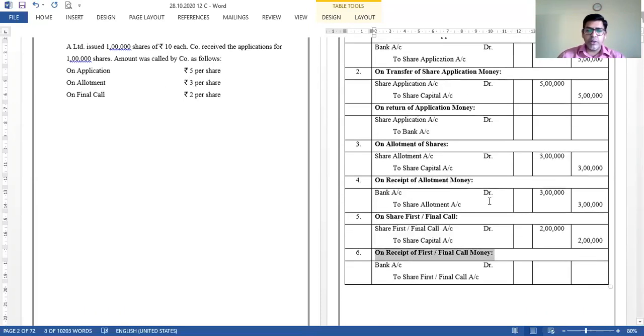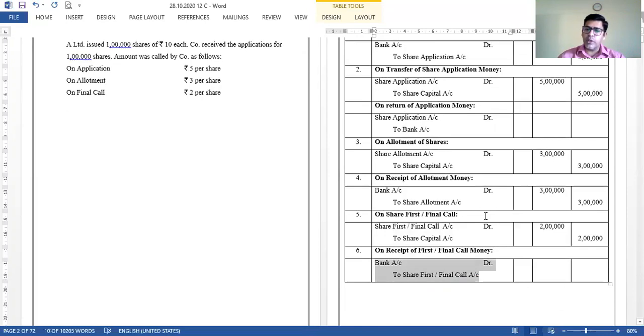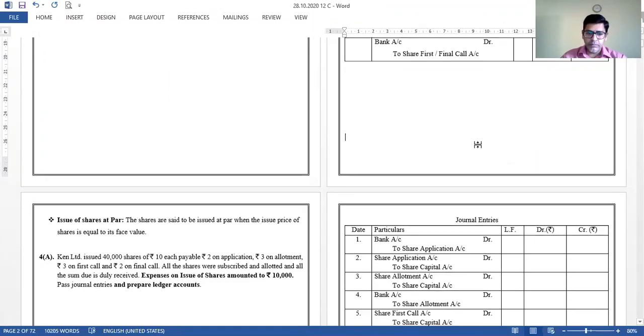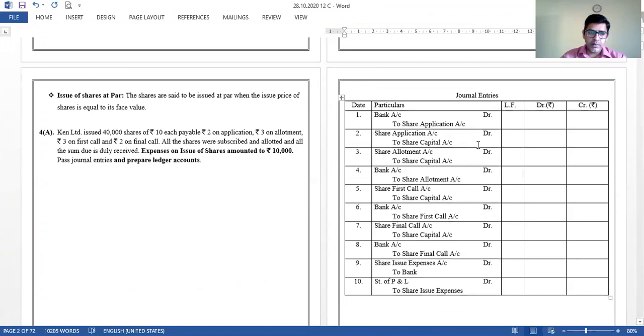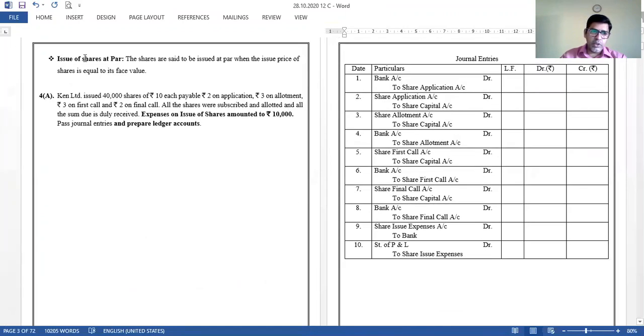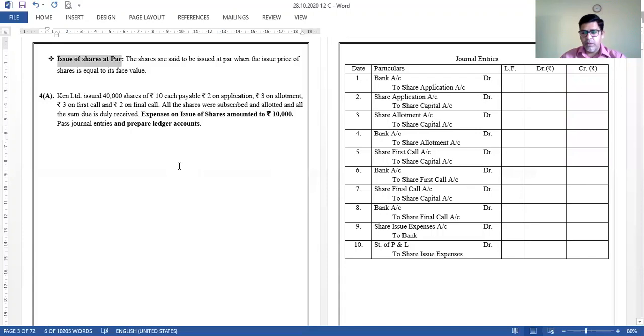So let us write there, on the receipt of the final call, bank to share first and final call rupees 2 lakh. Okay, so this is how you have to start with share capital. Okay. Next is the issue of shares at par.